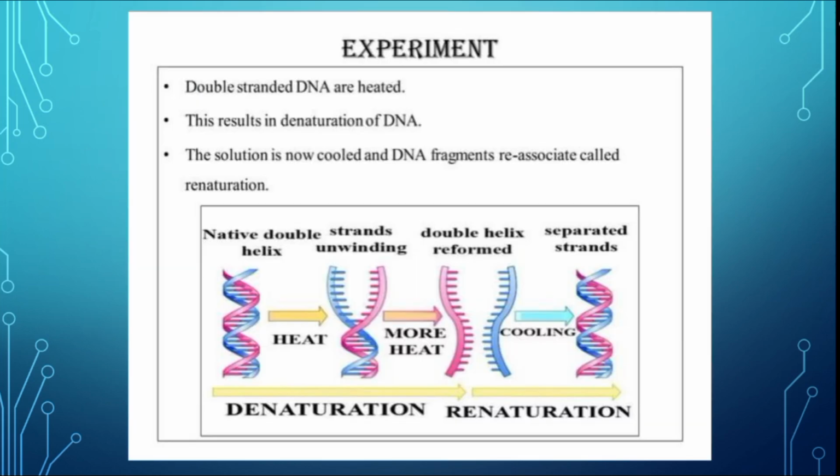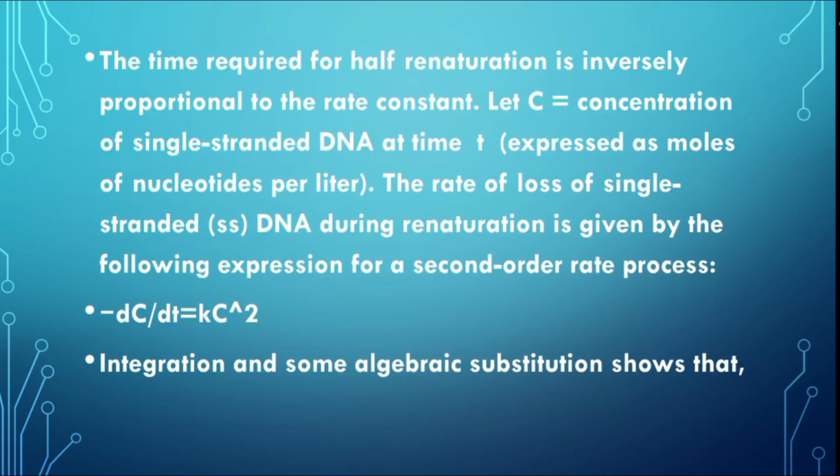So the experiment is conducted in three steps. The first one is the double-stranded DNA is heated. This heating results in the denaturation of DNA. The DNA which is heated is slowly subjected to cooling, and the solution is now cooled and the DNA fragments reassociate, called renaturation. This is the process of renaturation. The time required for half renaturation is inversely proportional to the rate constant.